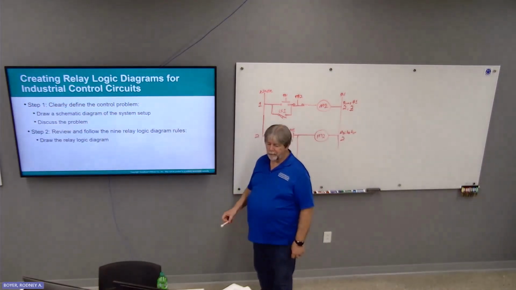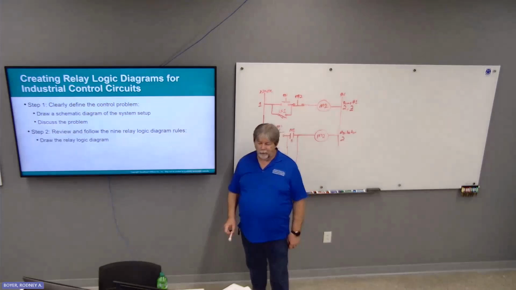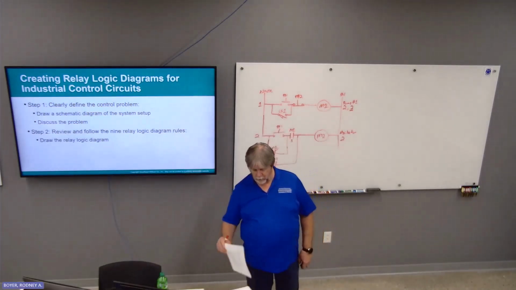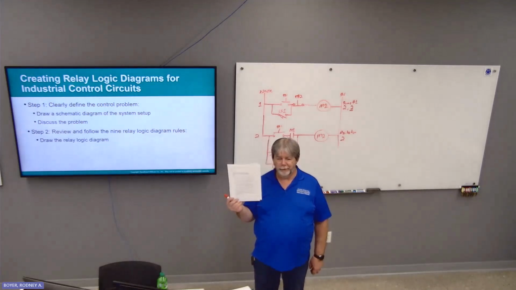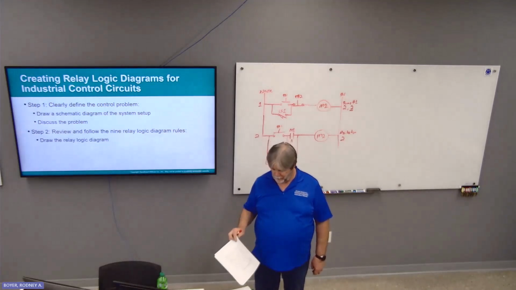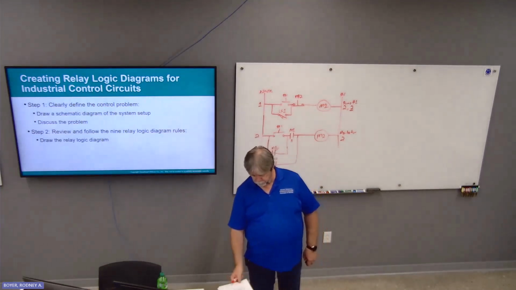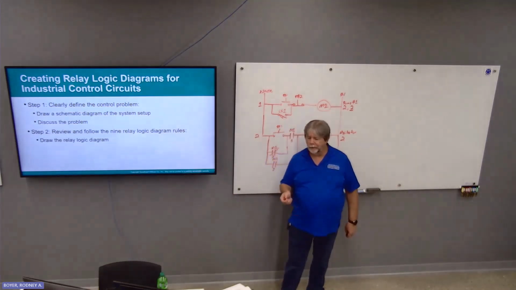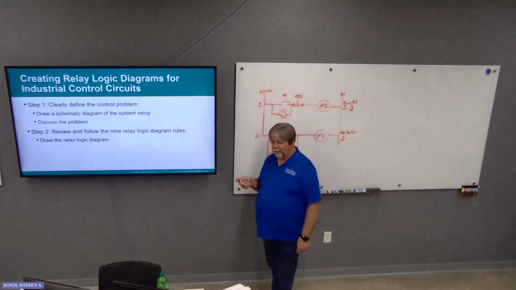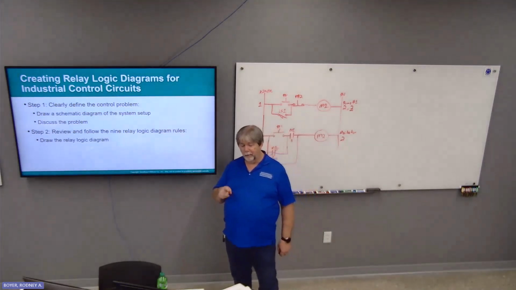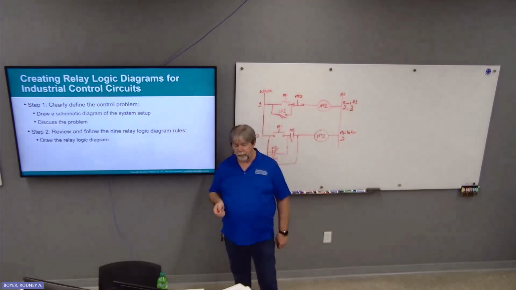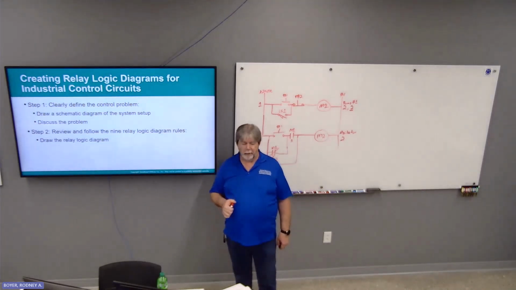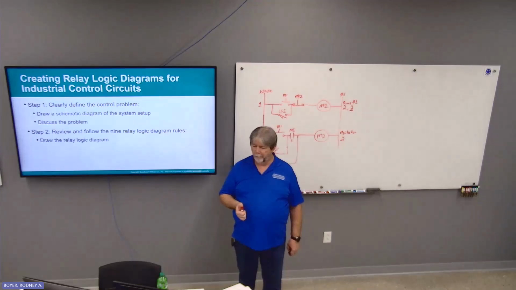Okay, so steps for creating. Have to clearly define the control problem. That's what the lab sheet tells you. It gives you the step-by-step narrative on how the machine is supposed to function. Two, review and follow, discuss the problem, and then review and follow the nine relay logic diagram rules, and then draw the logic. Okay.